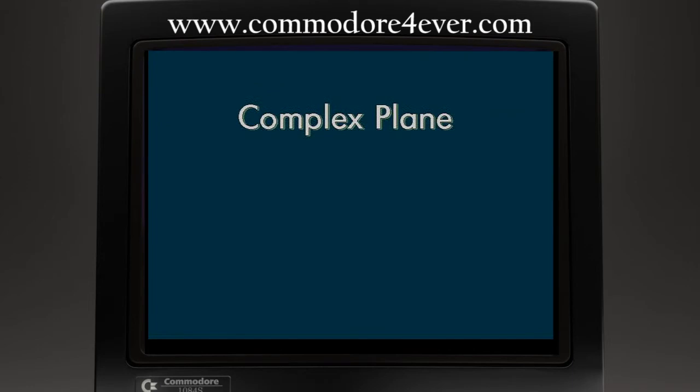The other main type of mathematical fractal are called complex plane fractals. They are all plotted on the complex plane using complex numbers. Complex numbers aren't that complex, really. The term is used because each number has 2 parts.